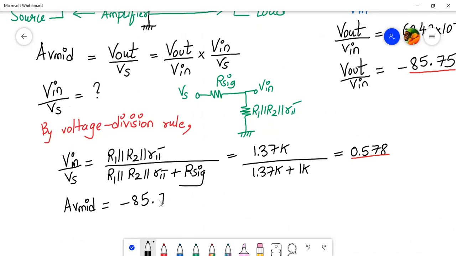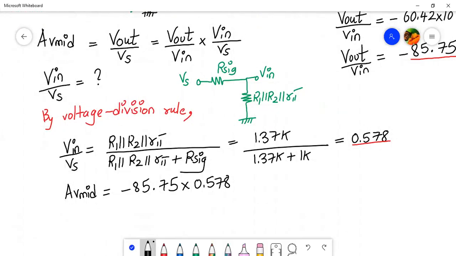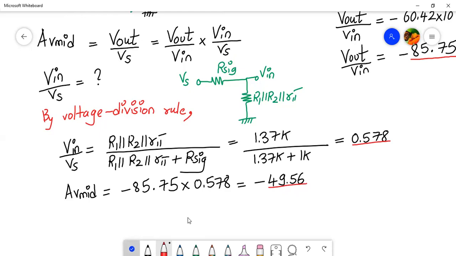So 85.75 into 0.578. So that much is the value for your AV mid. Okay. So let us calculate this. You multiply, this is a simple multiplication, and you will get minus 49.56. So that's the value of AV mid. This is the value of AV mid which we want.